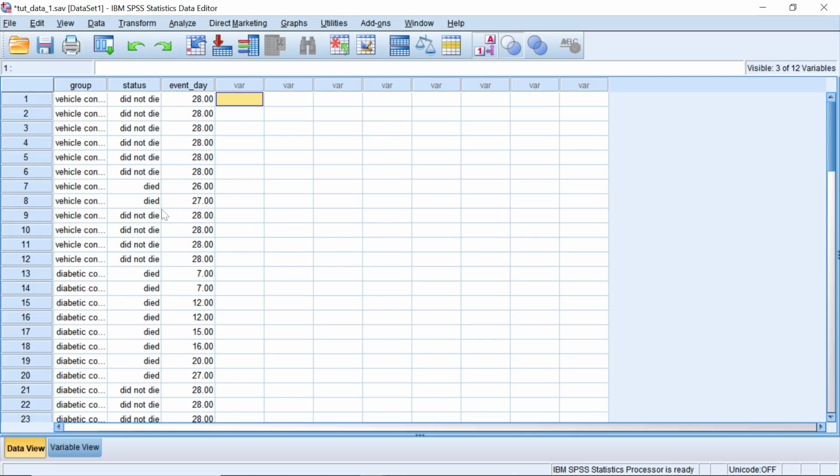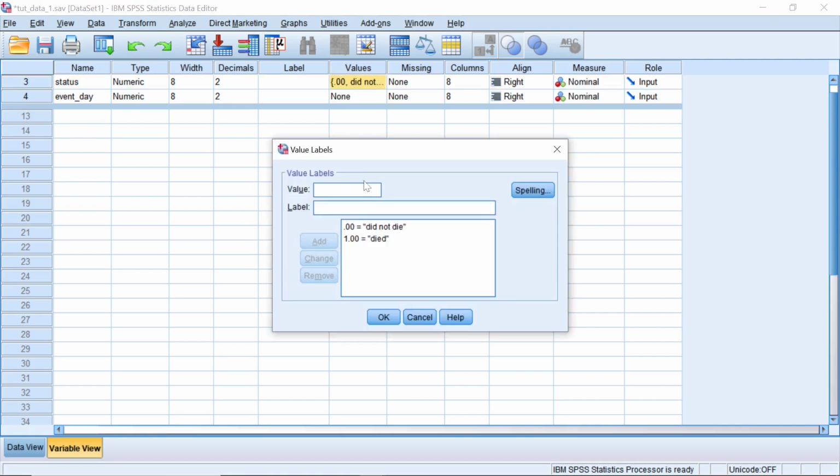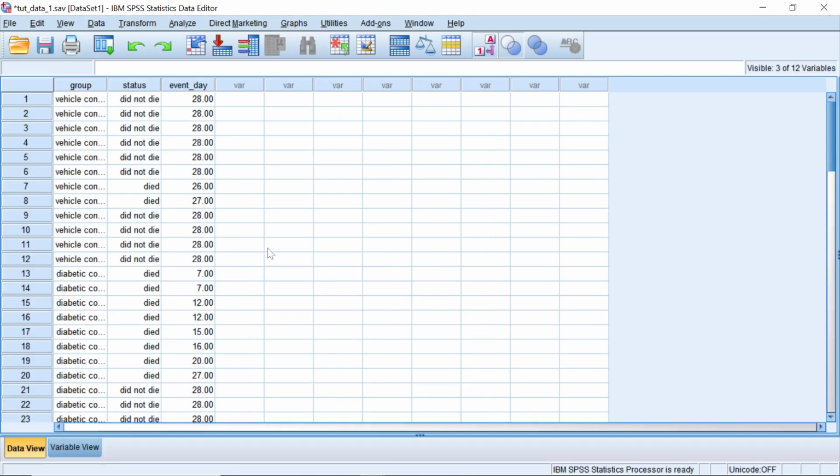Now, in order to run the Kaplan Meier survival analysis, in our variable view, we need to define the issue of status. So if we double click on your status, it takes you here. Now you notice that under values, I've defined 0 to mean did not die and 1 to mean died. So you can look at it from 0 meaning no death, 1 meaning death. So we OK and we go back to our data.